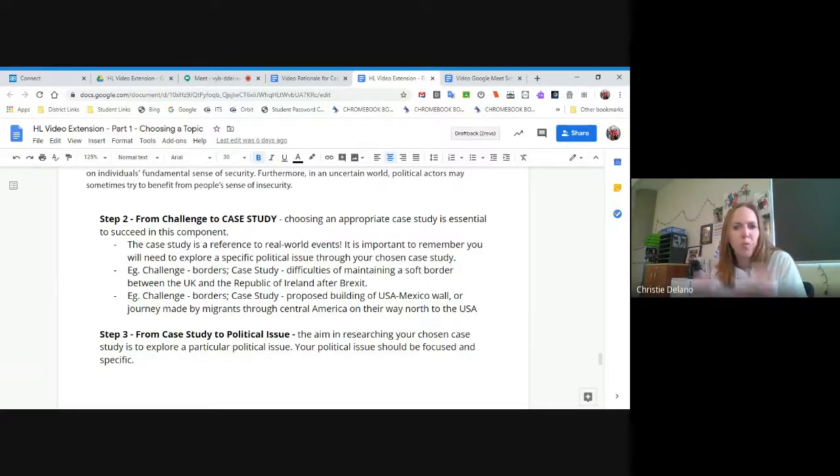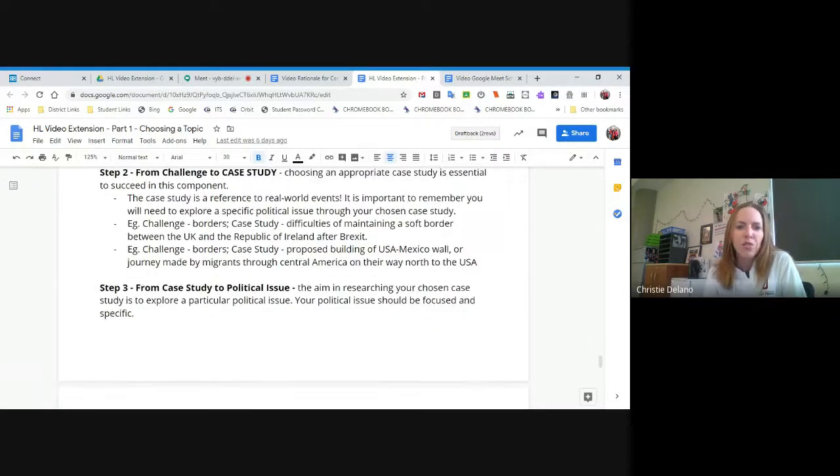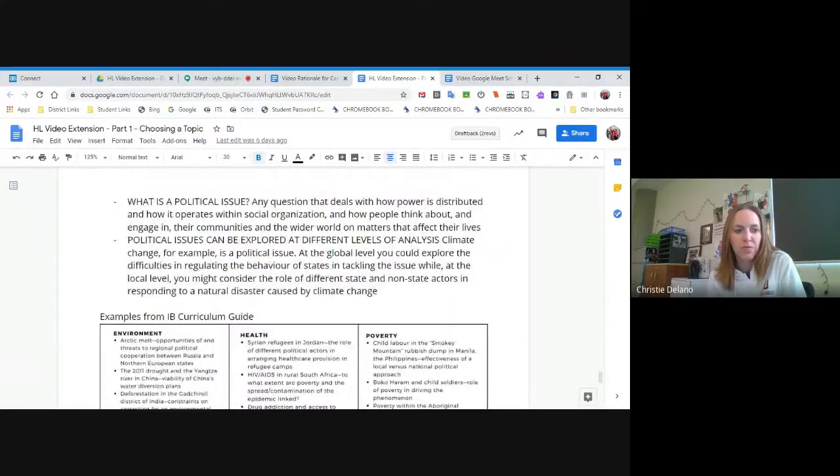So how do you go from a case study to a political issue? The aim is to explore a particular political issue, and it should be focused and specific. So what is a political issue? Basically, any question that deals with power distribution, how it operates within social organization, how people think about power, how people engage in it in their communities, in the wider world, how it affects their lives, those are all political issues. And remember, earlier on in the course, we discussed the different levels of analysis, right? Global, regional, local, community, etc. Those 6 levels. That's what we're looking at here.